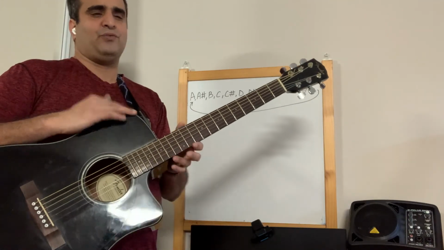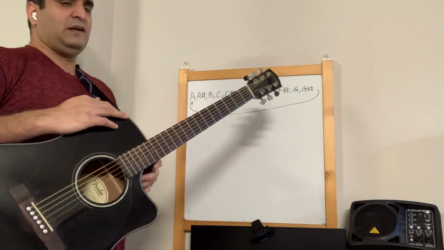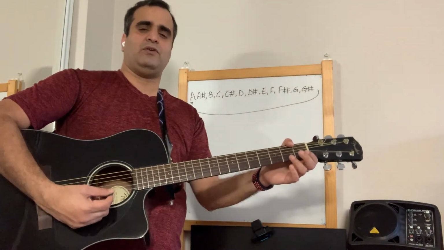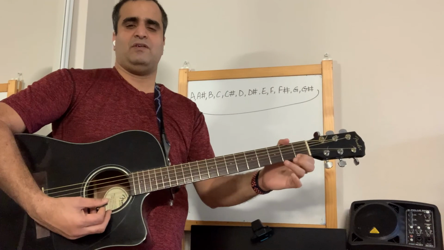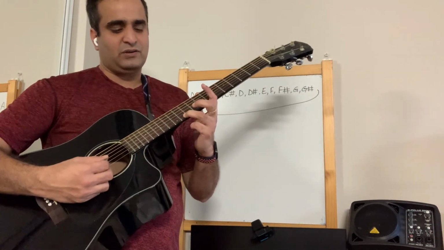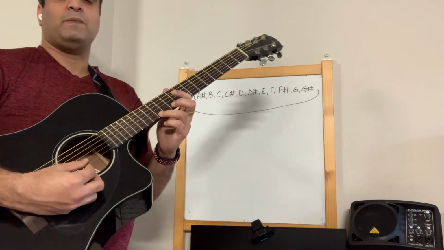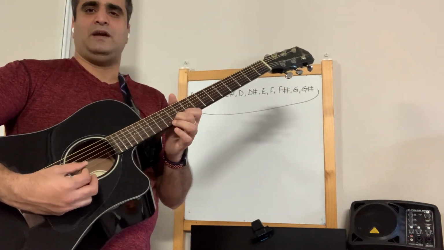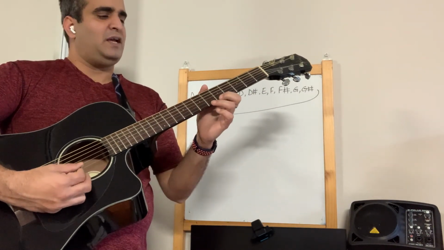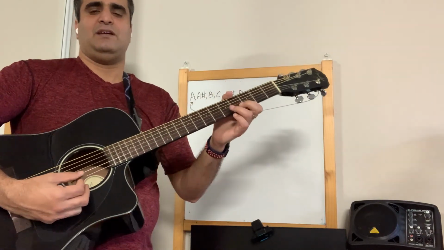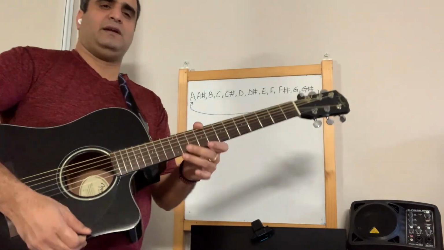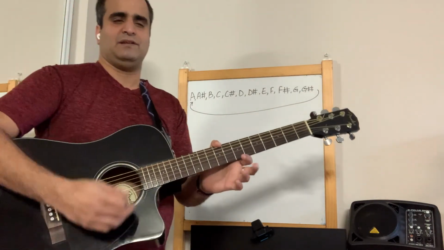The homework for you is to practice each string and call out the name of the note, like E, F, F sharp, G, G sharp, A, and so on, and in descending order. Very important, right? For example, E, D sharp, D, C sharp, C, B, A sharp, A, G sharp, G, F sharp, F, E. It takes time, but practice this and it's going to help.